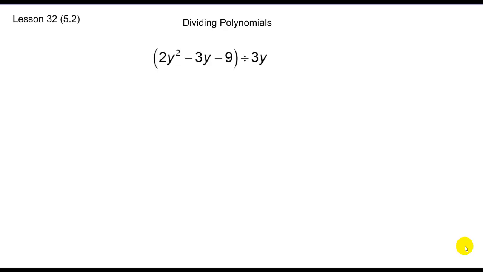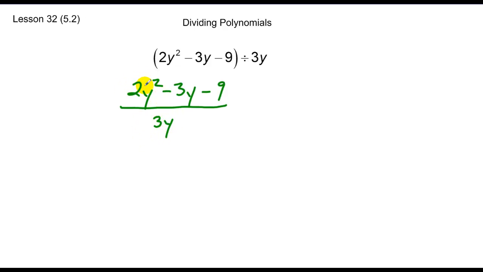So today we're going to talk about dividing polynomials, and you'll see right here that we have a trinomial divided by a monomial. The best way to get this problem done is to rewrite it in a vertical fashion, or at least that's the way I choose to do it. 2y squared minus 3y minus 9 over 3y.